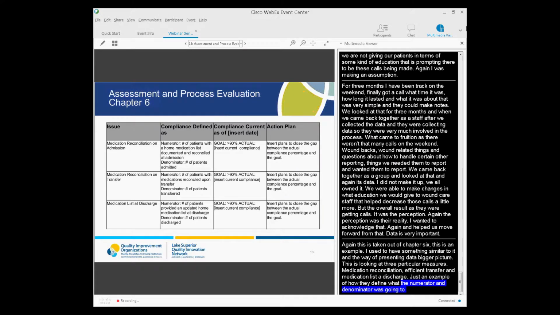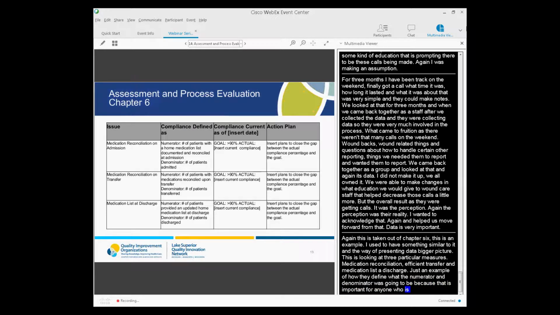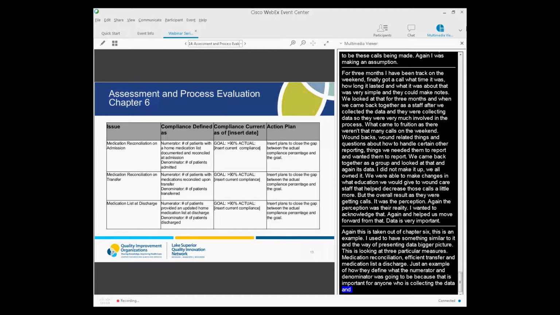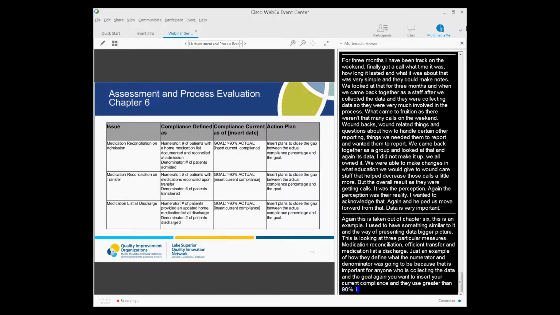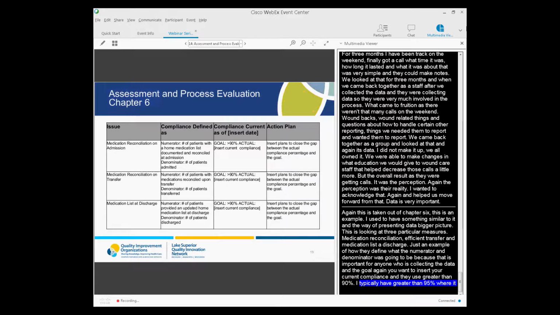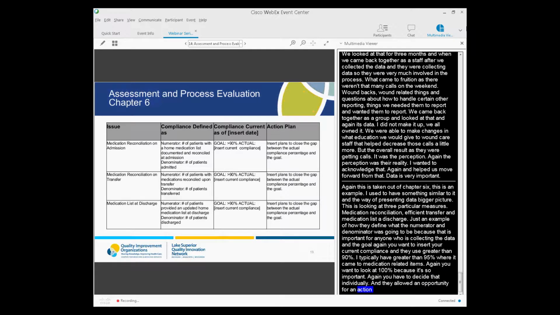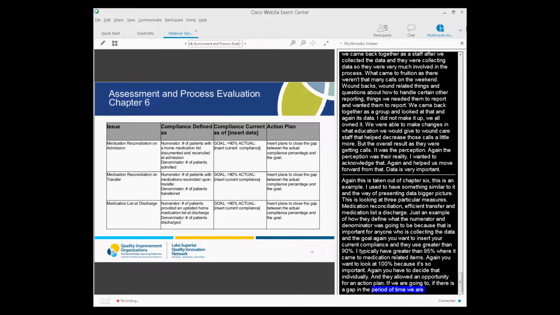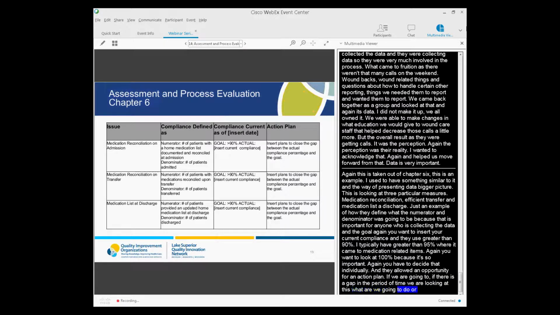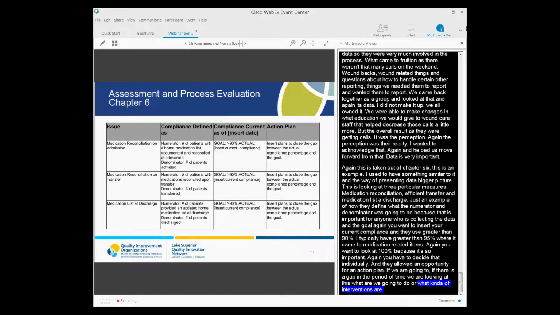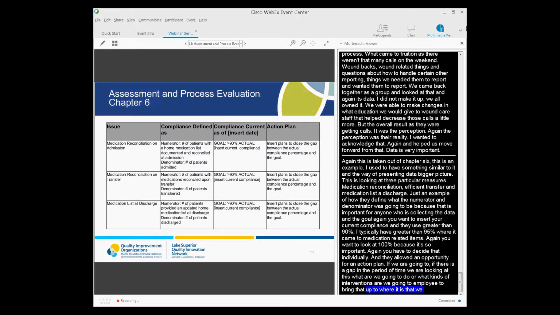And then the goal, and again, you would want to insert your current compliance, and they've used greater than 90%. I typically have used something like greater than 95% where it came to medication-related items, and again, you may want to look at even 100% because it's so important. But again, you have to decide that individually. And then they allowed an opportunity for an action plan. So if there's a gap in the period of time that we're looking at, what are we going to do, or what kinds of interventions are we going to employ to bring that up to where we need to be? So this is just an example that you might find useful.